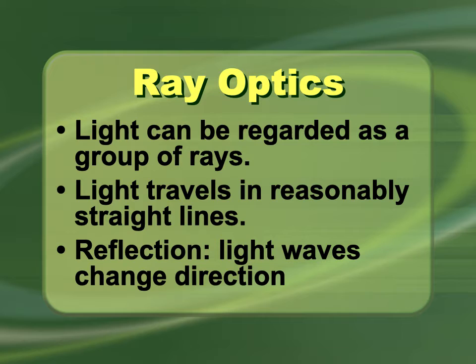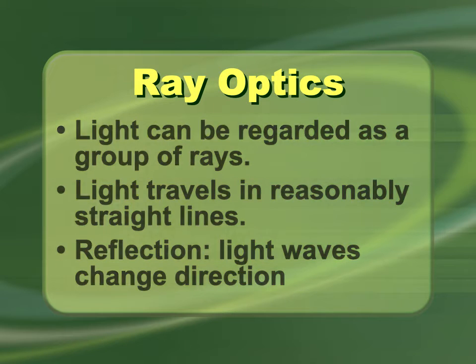Now we're going to talk about reflection. The other chapter we're skipping talks about refraction, which is where you bend light waves. Reflection is where you're simply bouncing light waves, changing direction. Refraction also happens when light passes through something. Reflection bounces off of something.